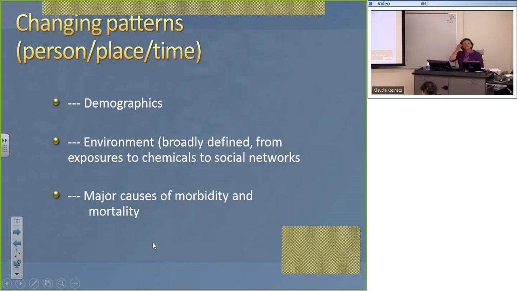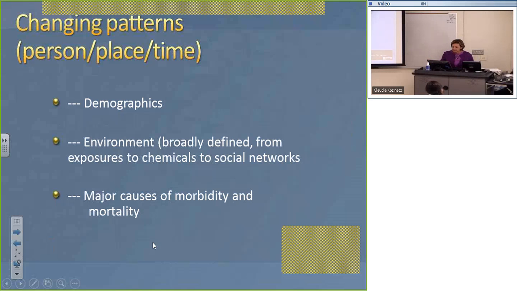Environment. Epidemiologists, we span the spectrum of the environment. We have environmental epidemiologists that are the classic environmental epidemiologists that work with the built environment or the chemical environment, those classic exposures. We have other environmental epidemiologists that are interested in social conditions, the social epidemiologists.